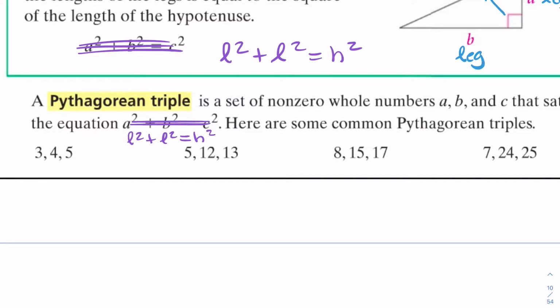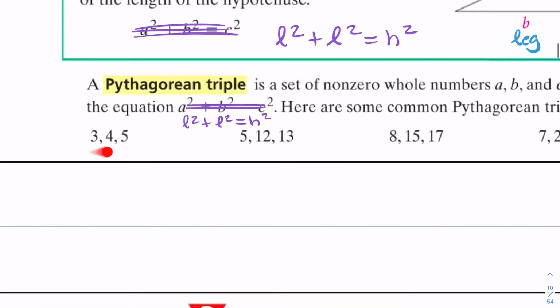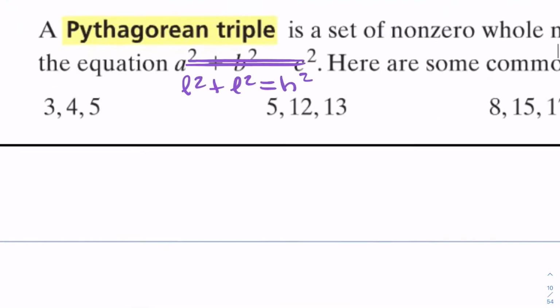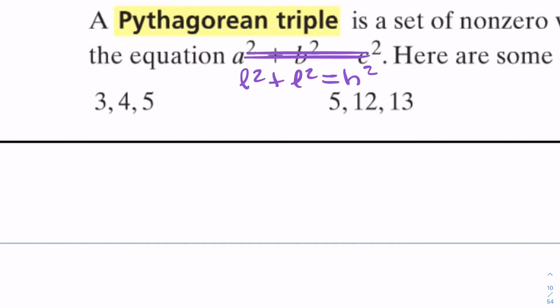Here are some common Pythagorean triples: 3, 4, 5. If you ever see 3 and 4, you know a 5 is coming if it's talking about the hypotenuse. 5, 12, and 13. 8, 15, and 17, and 7, 24, and 25. Those are some of the common ones. What's really cool is you can take any one of these, and they all work. So let's take a look at this one.